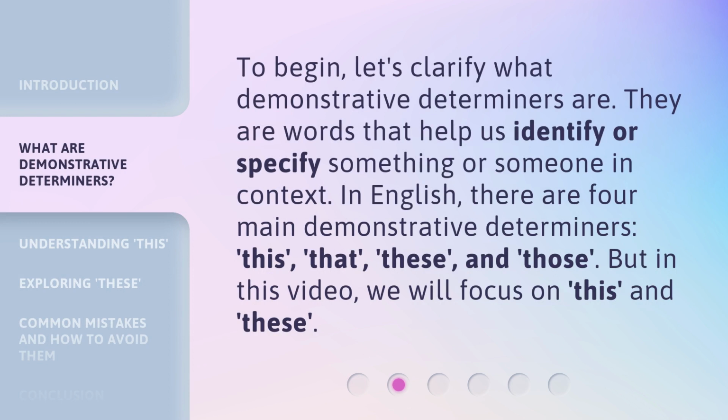To begin, let's clarify what demonstrative determiners are. They are words that help us identify or specify something or someone in context. In English, there are four main demonstrative determiners: this, that, these, and those. But in this video, we will focus on this and these.